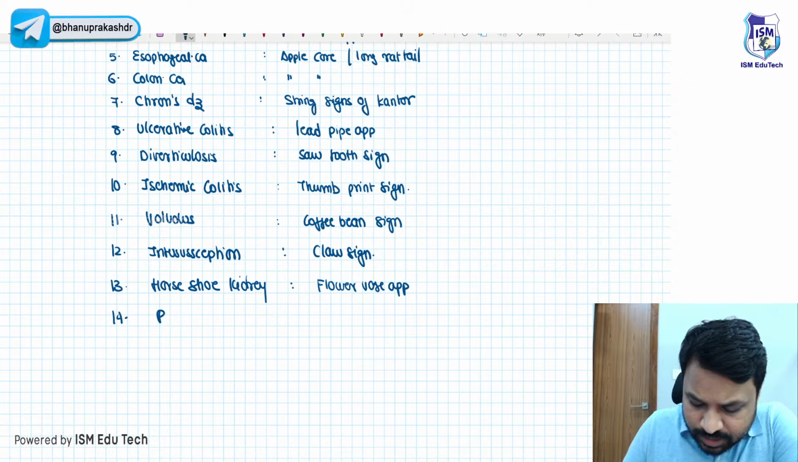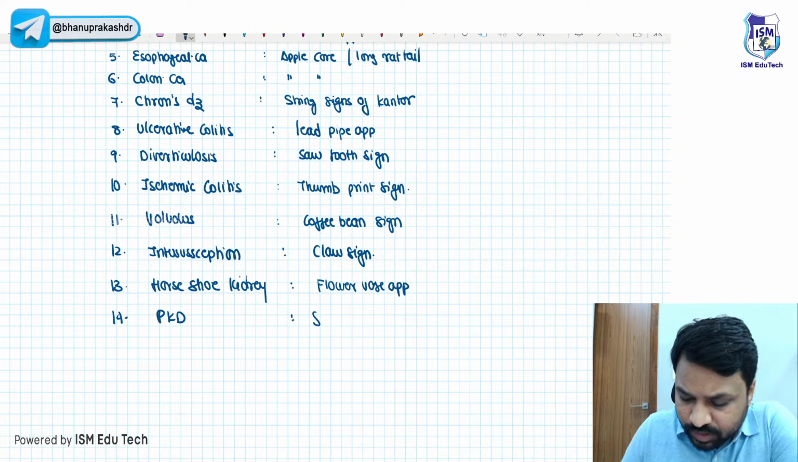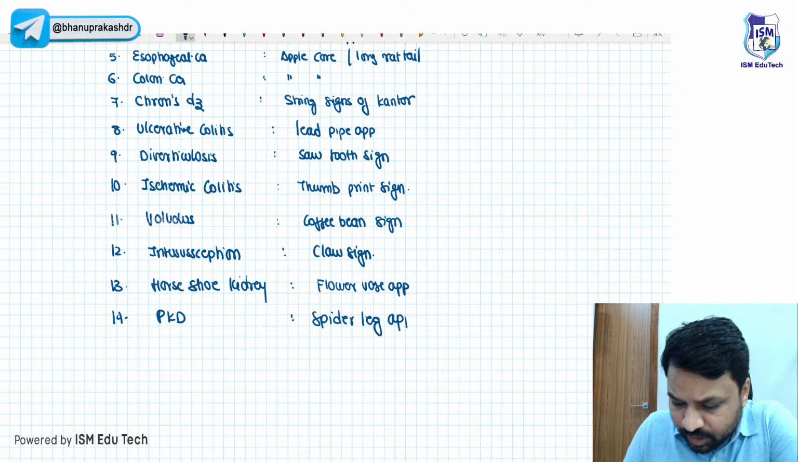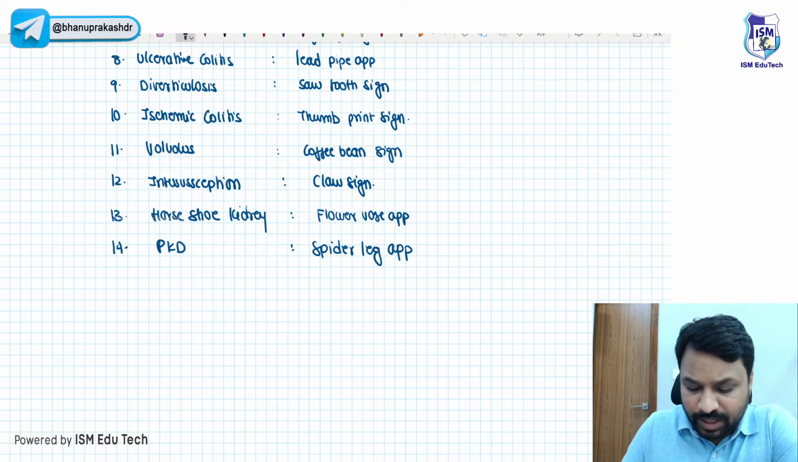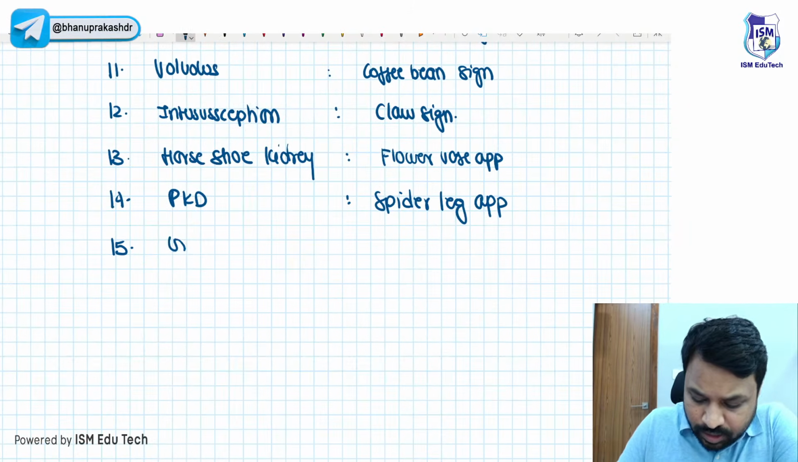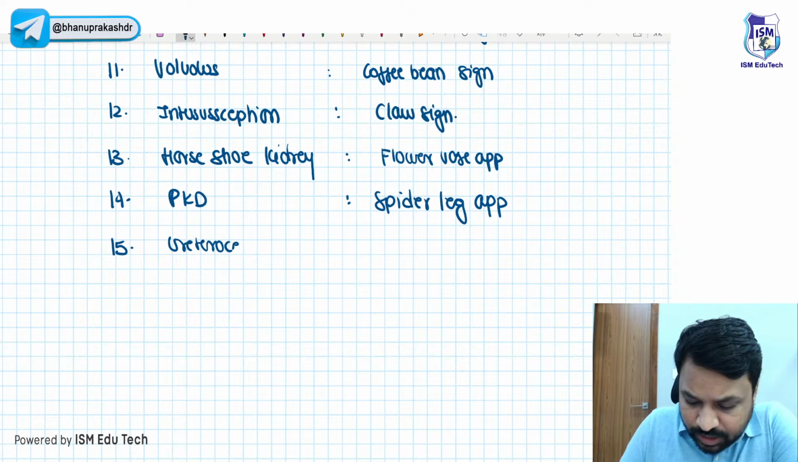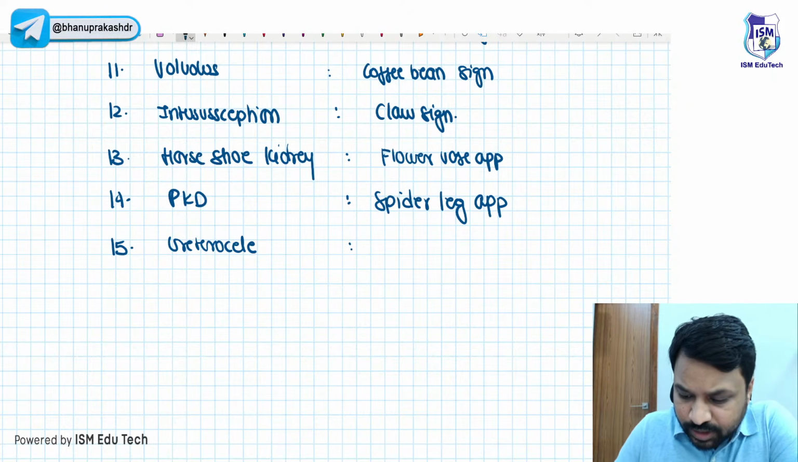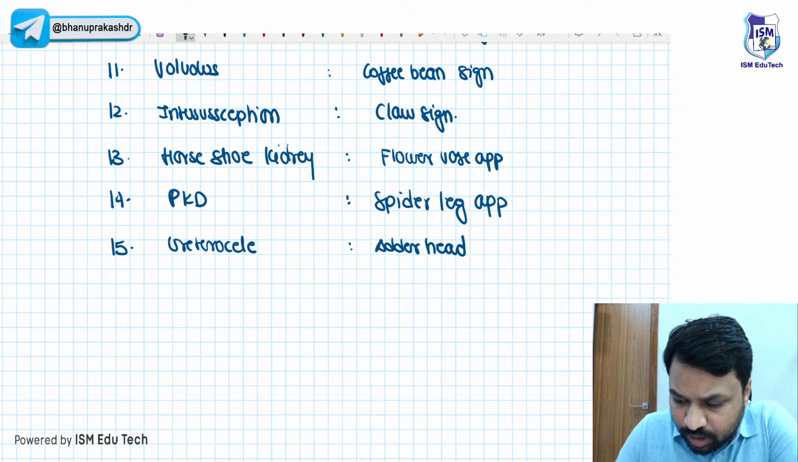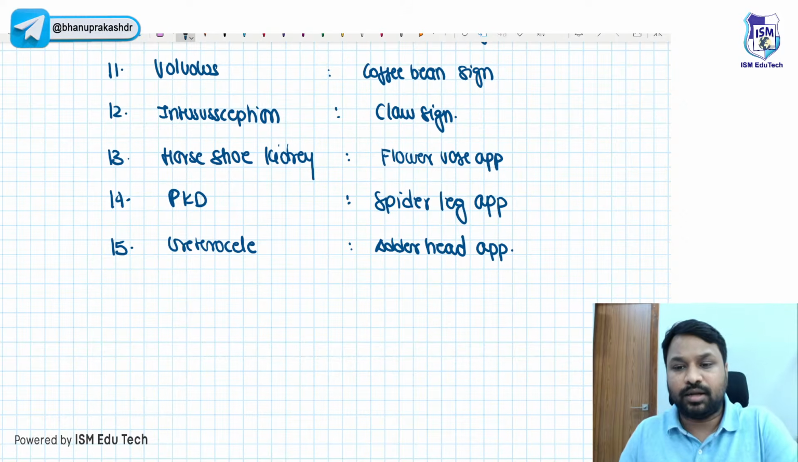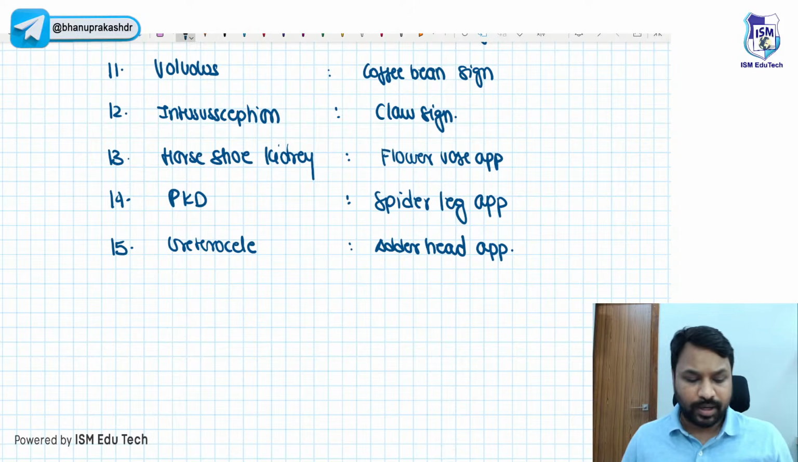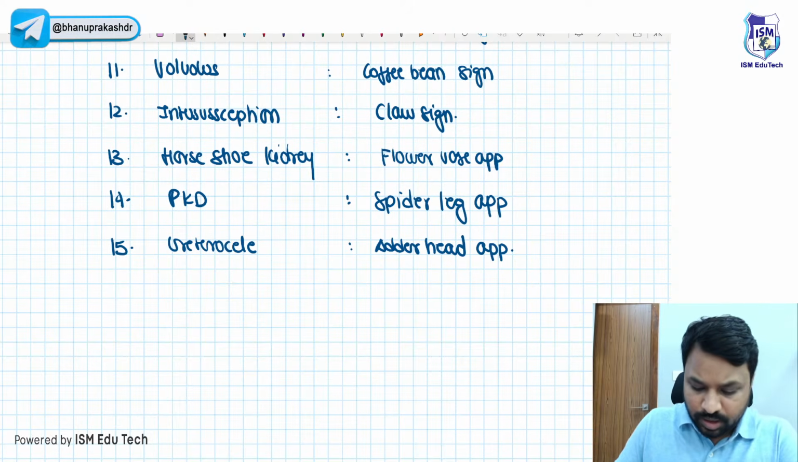In polycystic kidney disease, there is a spider leg appearance. In ureterocele, there is an adder head or cobra head appearance, right?